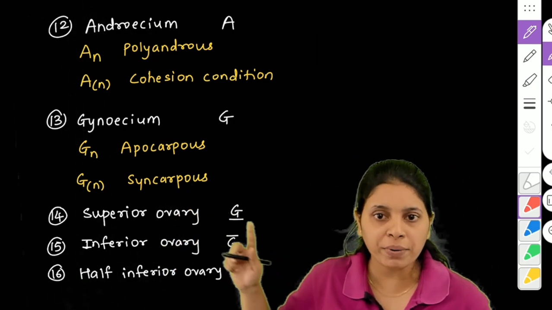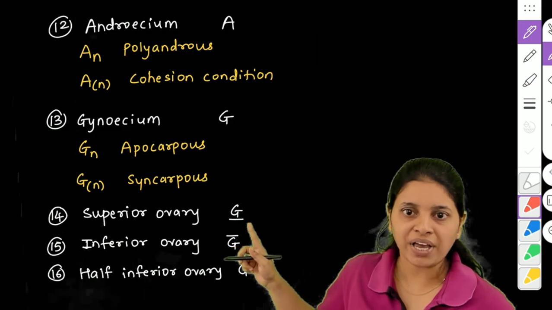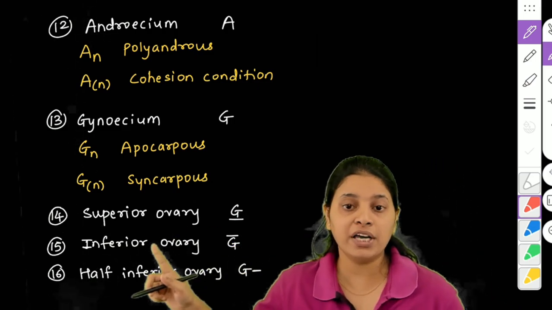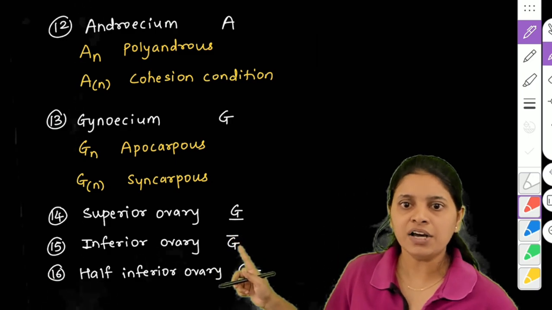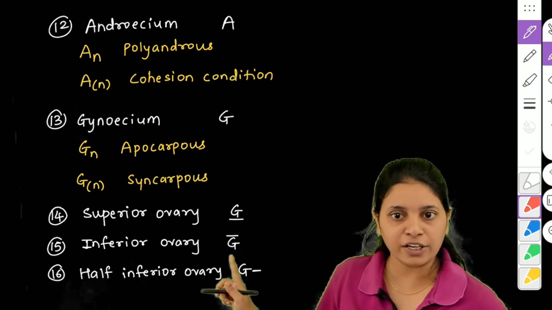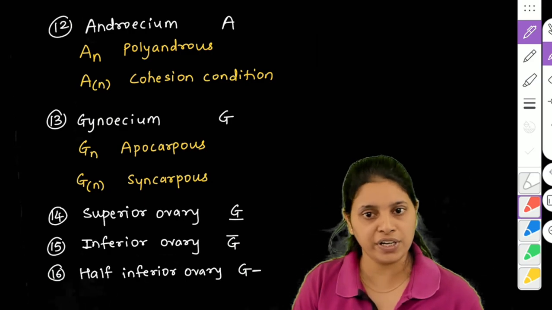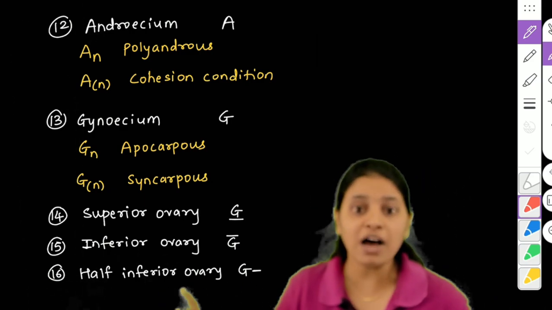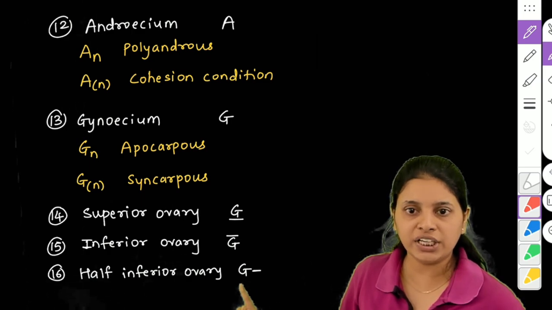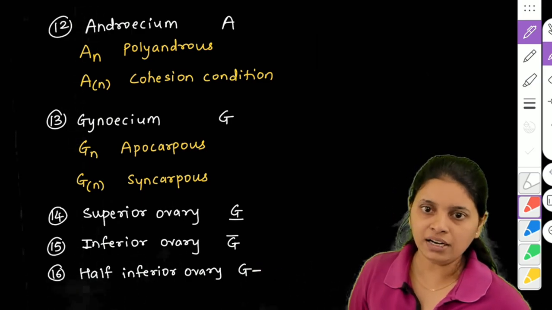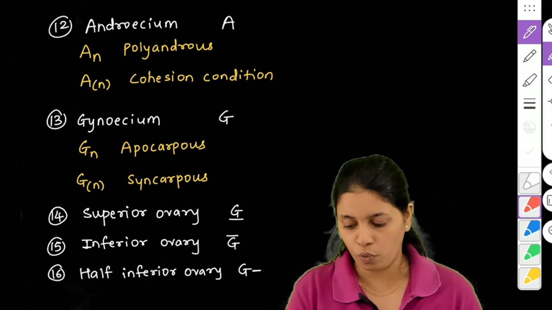If we have superior ovary, then the symbol is gynoecium G and underline. And if we have inferior ovary, as in epigynous flowers, then we will write G, that is gynoecium, and a line above it. This will represent inferior ovary. And if we have half inferior ovary, like in the perigynous flower, then we will write G, that is gynoecium, and a line after it, right? This is how we represent the different types of ovaries.